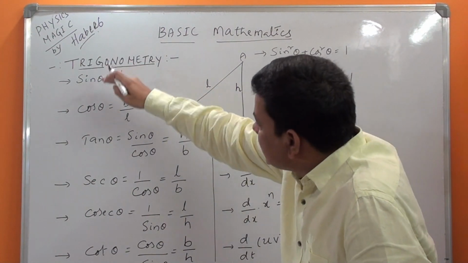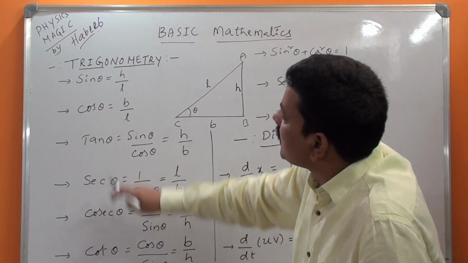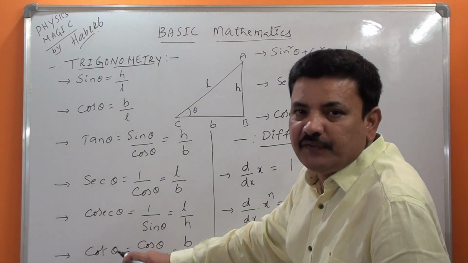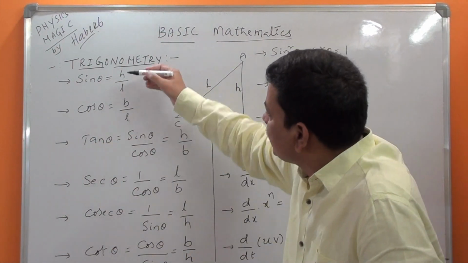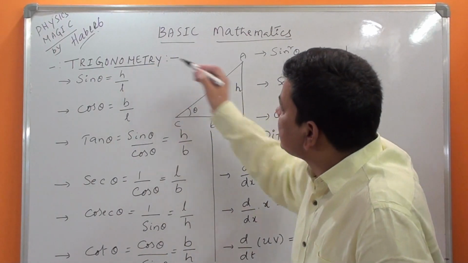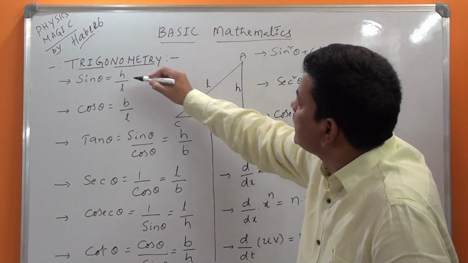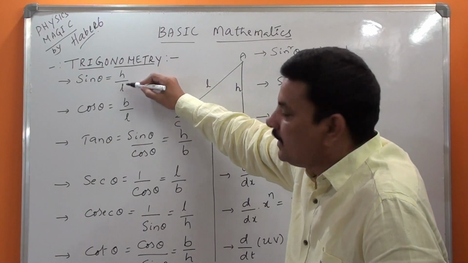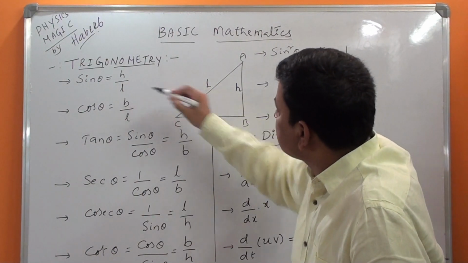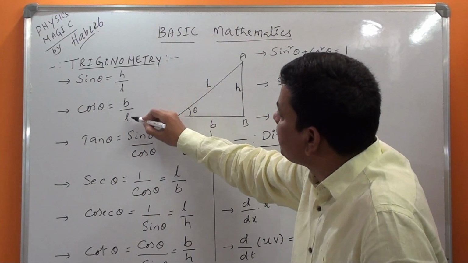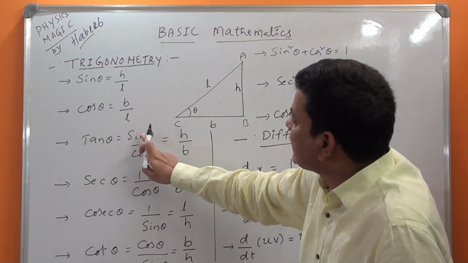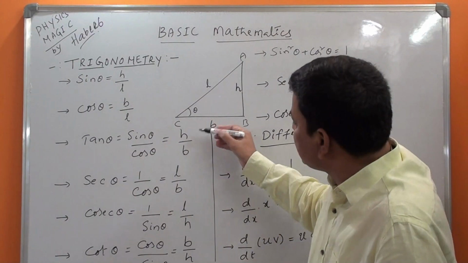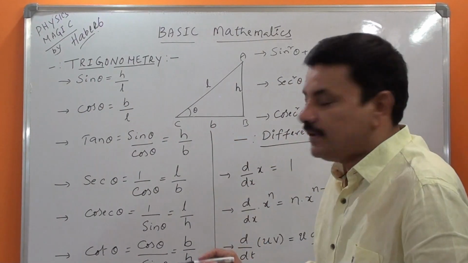Now these are the trigonometric functions which are very important, and very commonly you will come across these particular words. The first one is sine theta. It's equal to opposite by hypotenuse, that is h by l. Similarly, cos theta, adjacent by hypotenuse, that is b by l. Then you know another function, tan theta. Tan theta is equal to sine theta by cos theta, that is h by b.